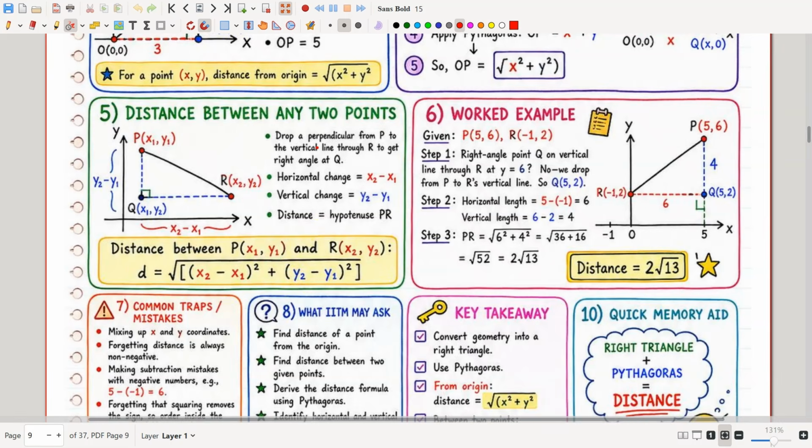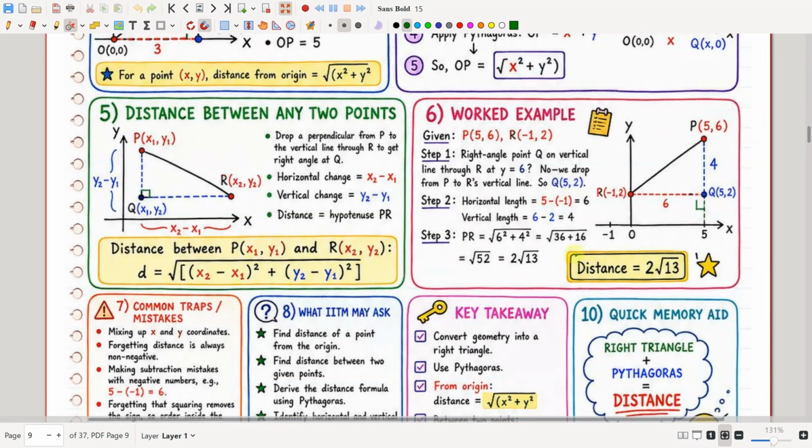So let's deal with an example here. P of (5, 6) and then R of (-1, 2). So this one is x1, y1 and this one is x2, y2. Okay, so see here, this is x1, y1 and this is x2, y2.